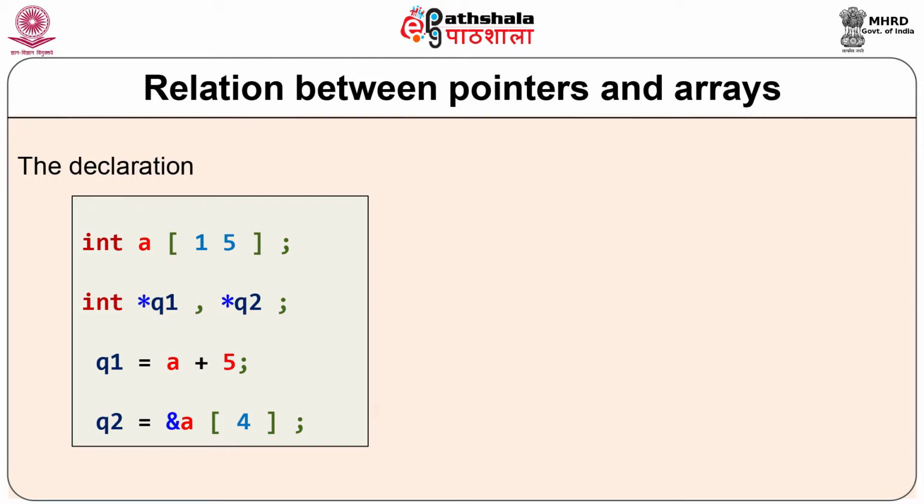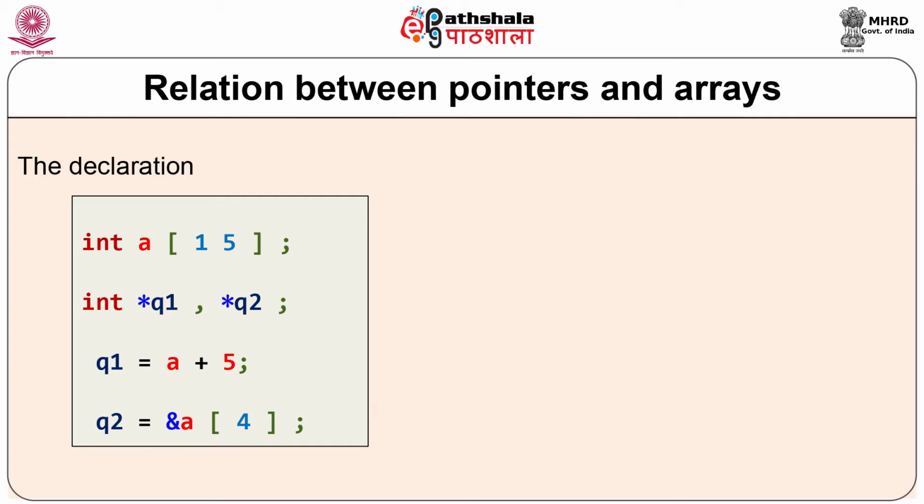Let us explain this program: q1 is pointing to the sixth element of array a, because the statement is q1 = a + 5, therefore it is the sixth element. q2 is pointing to the fifth element of a. In the statement it is a[4], but you know array indexing starts from 0, therefore a[4] is the fifth element of array a. We can also assign values to the array elements by dereferencing the pointer a on the right side.